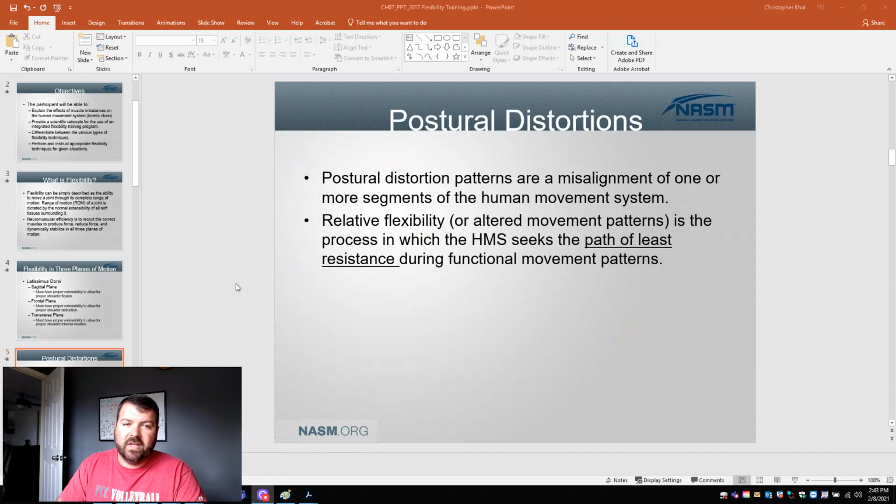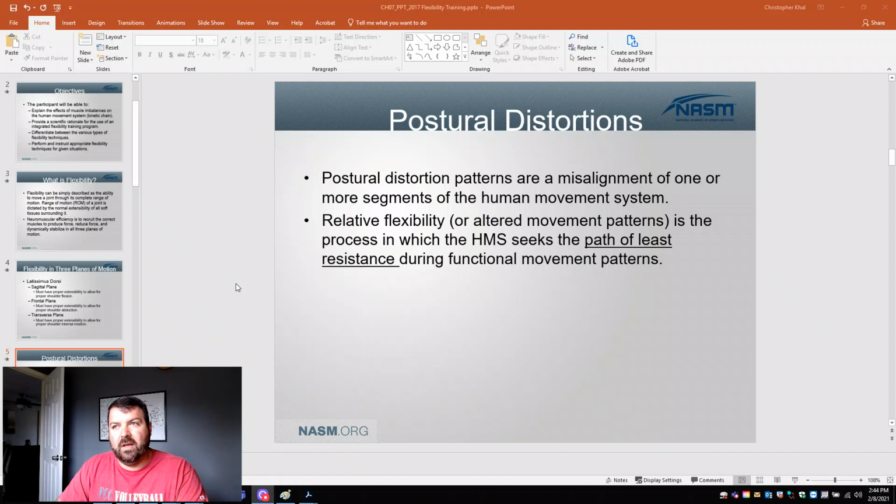Postural distortions. Postural distortion patterns are a kind of misalignment of one or more segments of the human movement system. Related flexibility or altered movement patterns is the process in which the human movement system seeks the path of least resistance during functional movement patterns. So what happens is if you have an issue, your body compensates. It does a really good job at compensating to a point where it's very subtle, and it's going to do that in a way that it's not going to need to work as hard.